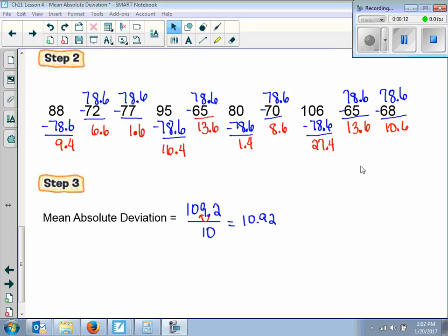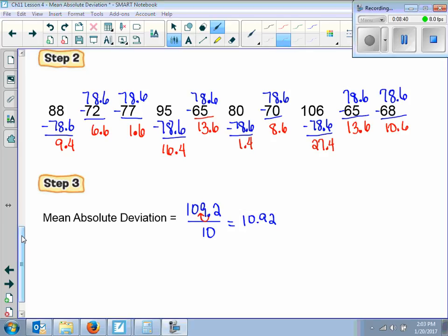All right, so when you add up the differences, you get 109.2, right? Then we have to divide by how many data items? 10. So when we divide by 10, what do I do to this decimal? Move it to the left one time. So that's going to be 10.92.